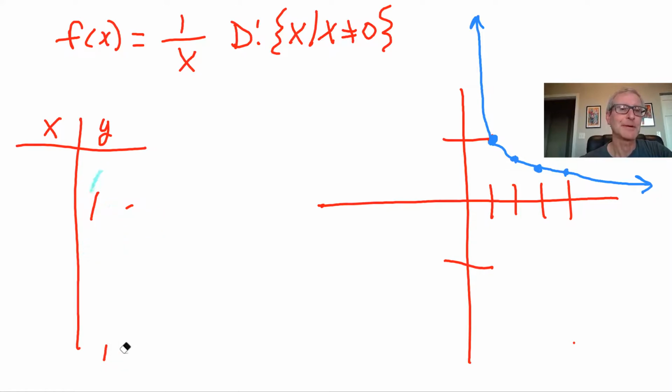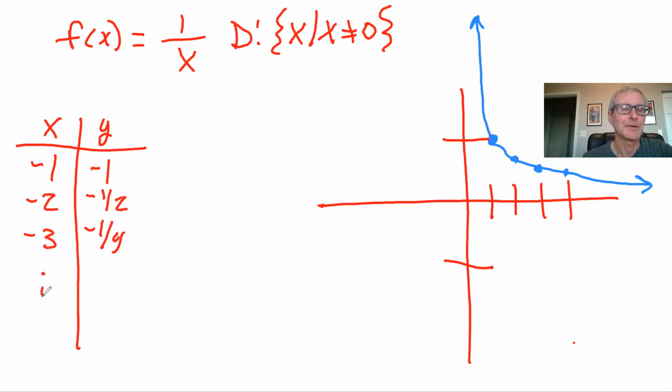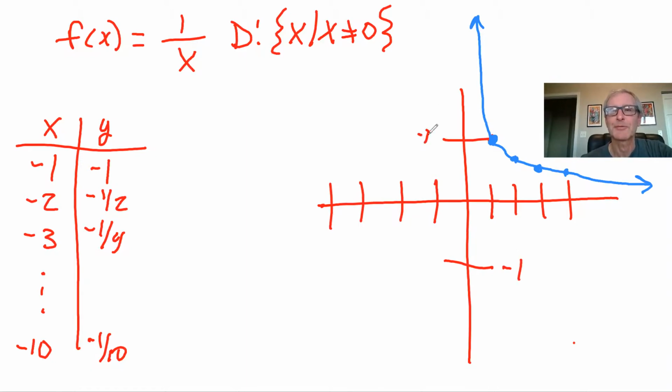So again, the same idea. Let's say -1 would be -1, right? -2 would be -1/2. -3 would be -1/3, and so on and so forth. -10 would be -1 over 10. So again, if we did this calculation on this side, this would be -1, right? This is +1. This is -1 over here, so I'll put it in blue. It would look something like this.